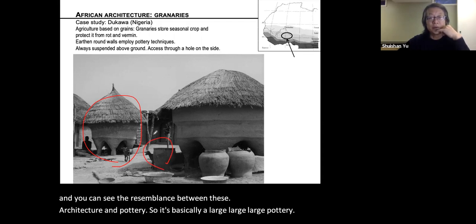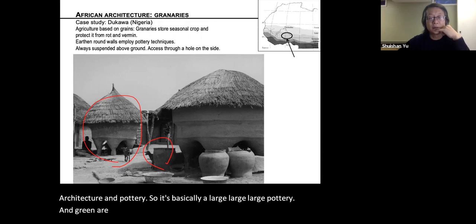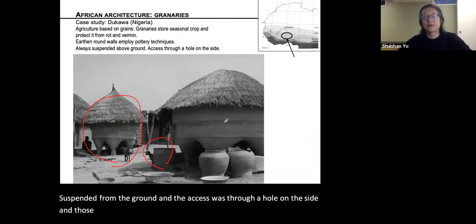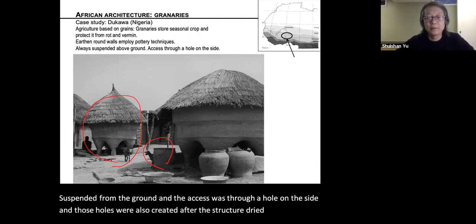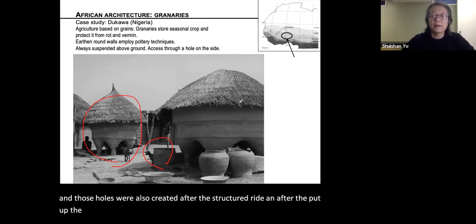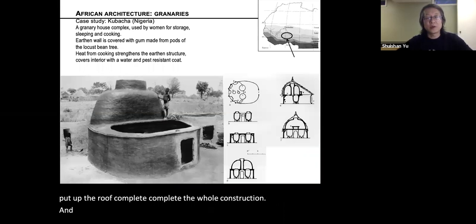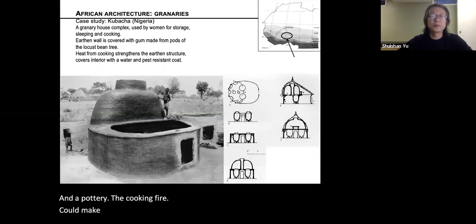And granaries are suspended from the ground, and the access was through a hole on the side. And those holes were also created after the structure dried and after they put up the roof and complete the whole construction. And like a pottery, the cooking fire could make their house stronger, right?